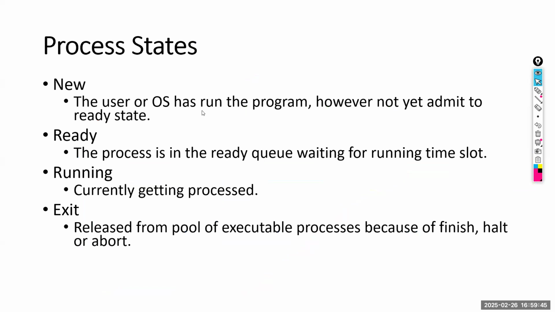So, new state: the user has run the program, however it is not yet admitted to the ready state. Ready state: the process is in the ready queue, waiting for a running time slot or waiting for the context. Running: the OS has given you the attention, so that process is being executed by the processor right now, but that will be a very small time period. Exit: the program has either terminated naturally, or the user has exited, or due to an exception or error, the OS has terminated it.